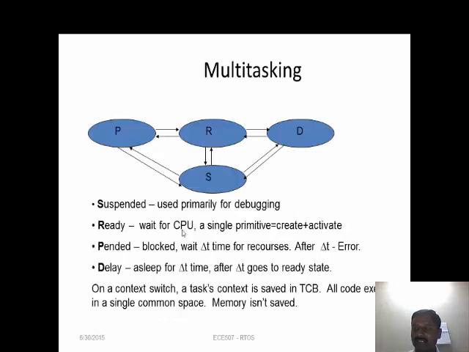And what is multitasking here? What are the various task states available? P indicates the task is in the queue, the pending state, R stands for ready, S stands for suspension, and D stands for delay. This we call the TCB, task control block. This task control block feature is a part of the scheduler to take decisions.